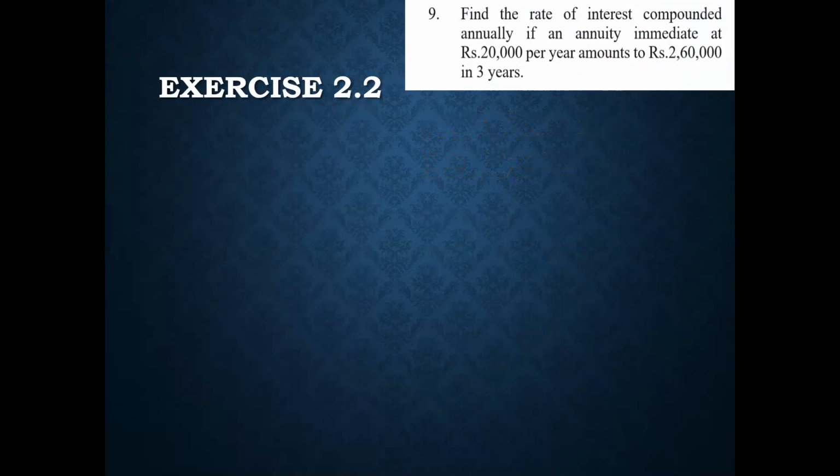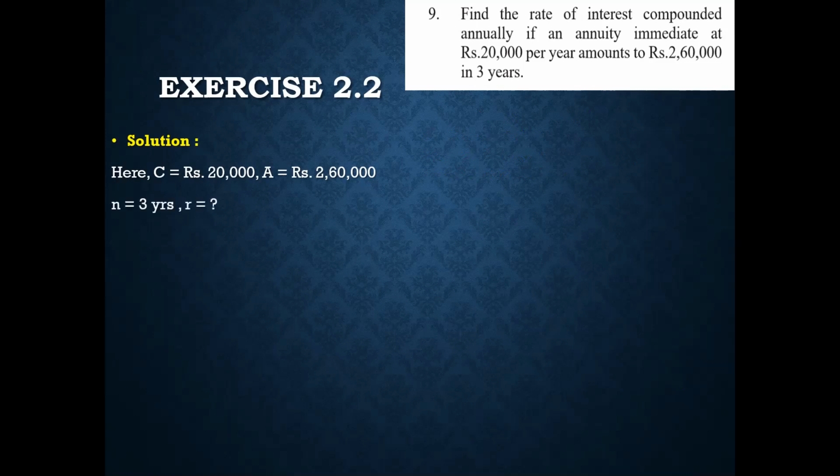So this is the question. Find the rate of interest compounded annually if an annuity immediate of rupees 20,000 per year amounts to rupees 2,60,000 in 3 years. As you can see, per means every, each. Whenever the word each or every comes, they are talking about C, as I told you. So C is 20,000 over here. Amounts means accumulated amount, 2,60,000. Number of years is given to be 3 years. And our question mark is the rate, because it is compounded annually, no changes will be done over here.